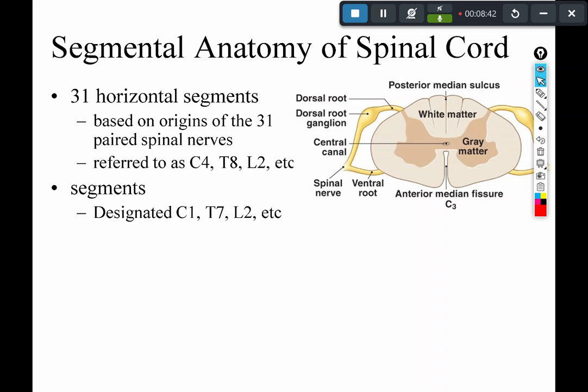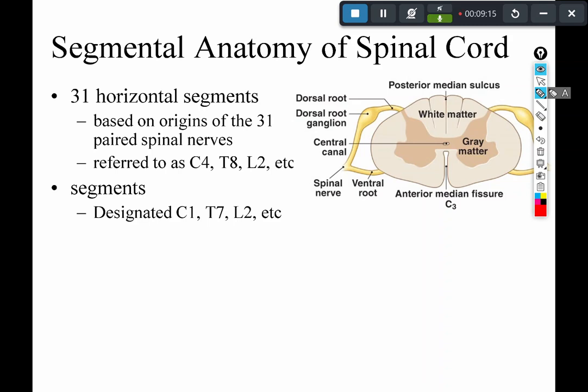So there are 31 horizontal segments, and this 31 is going to just correspond to the spaces between the vertebrae. Remember the intervertebral foramen from lab that can only be seen from the side and only in an articulated spine, where the spinal nerves come out. There are more of those than there are vertebrae, and of course that's because there's more spaces between.